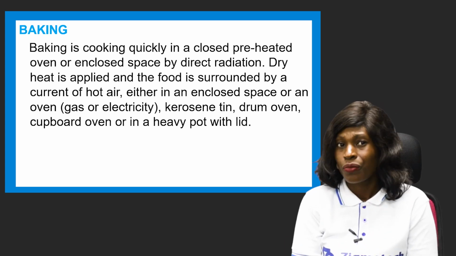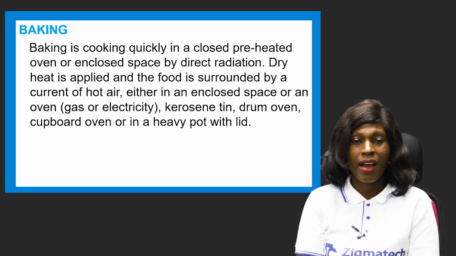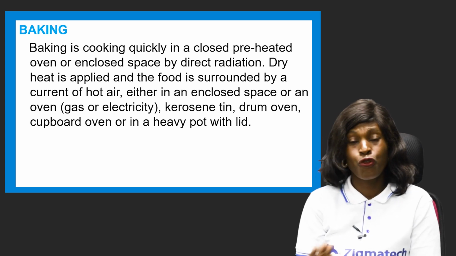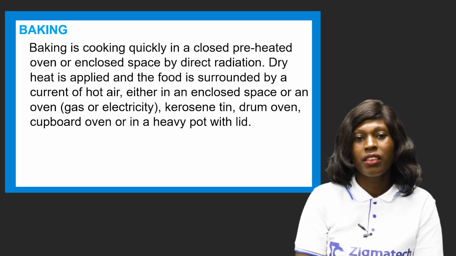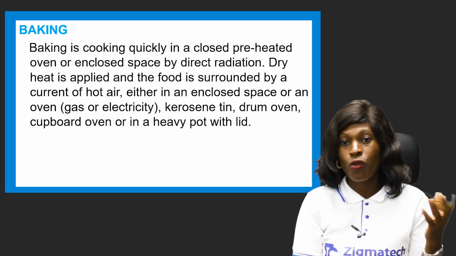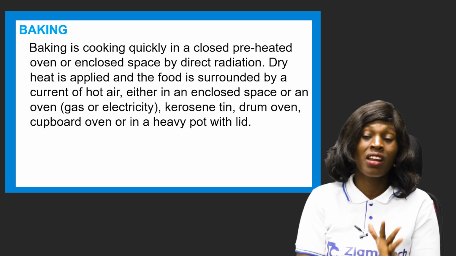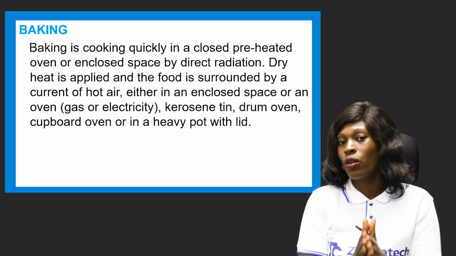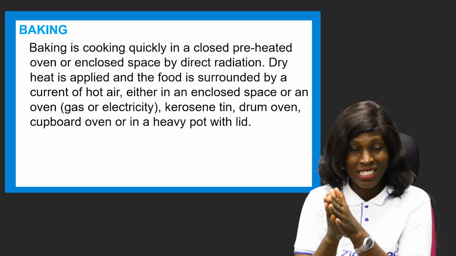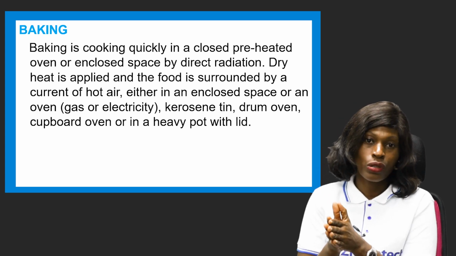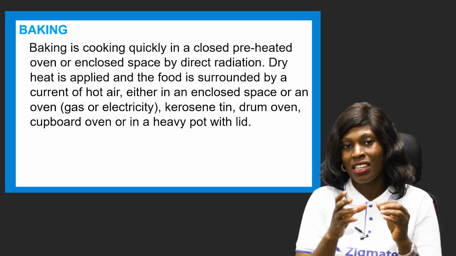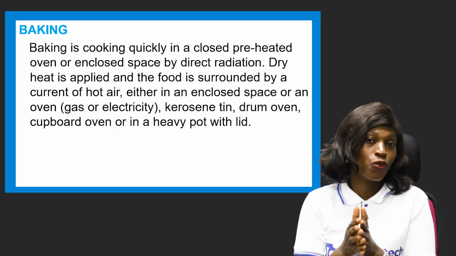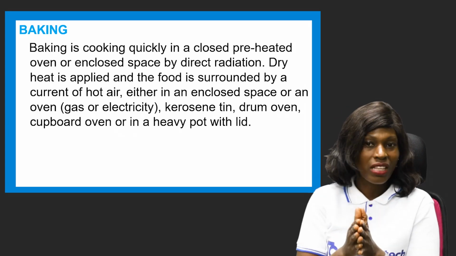Now, for baking, you can use your oven, whereby you can use fuel such as gas and electricity to fuel them. Then also a kerosene tin, drum oven, cupboard oven, or a heavy pot with a lid. All these are ways you can bake. The essence is that you're sending heat into an enclosed place for food to get cooked and ready.